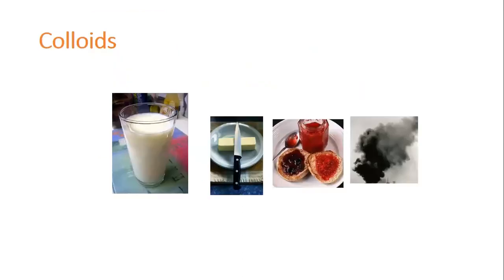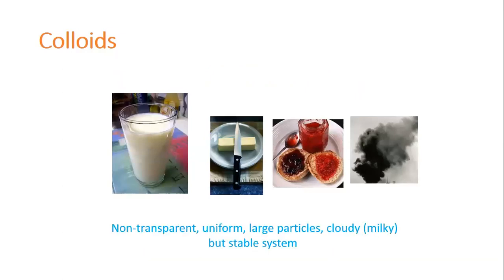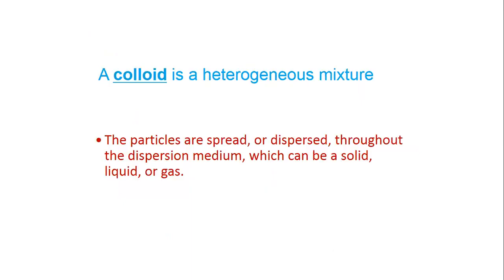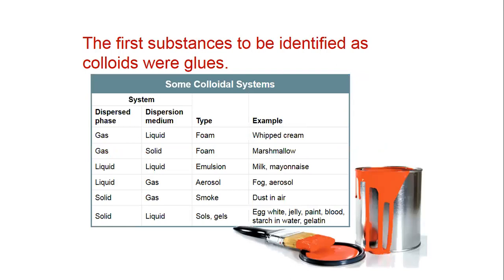Now let's see the colloids. Look at the pictures. Non-transparent, uniform, large particles, cloudy or milky, but a stable system. What distinguishes a colloid from a suspension and a solution? A colloid is a heterogeneous mixture. The particles are spread or dispersed throughout the dispersion medium, which can be a solid, liquid, or gas.